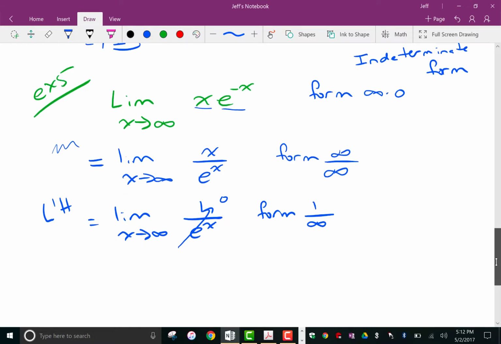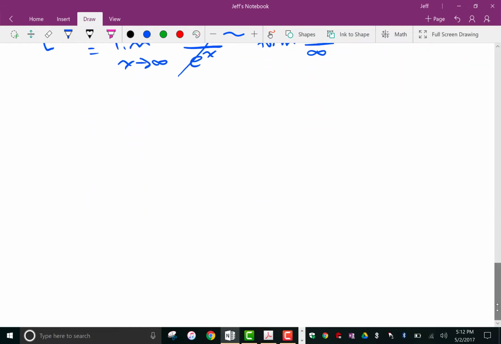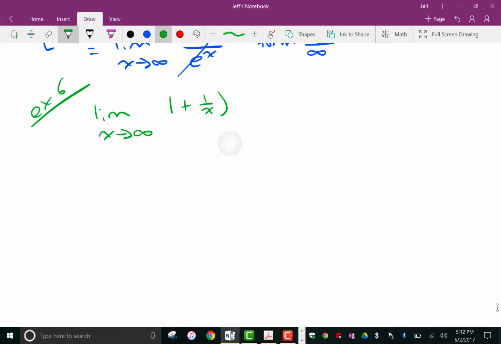Okay, then that brings us to example 6. And example 6 is going to be the big one. I would like to look at the limit as x approaches infinity of 1 plus 1 over x, all raised to the x power. Okay, so let's look at what the form of this limit is.